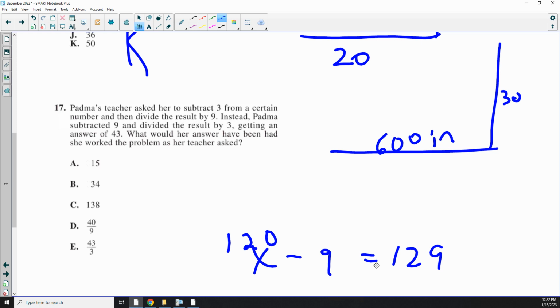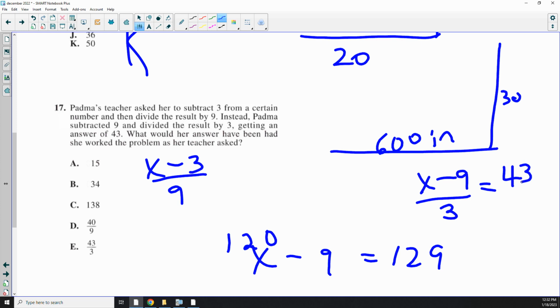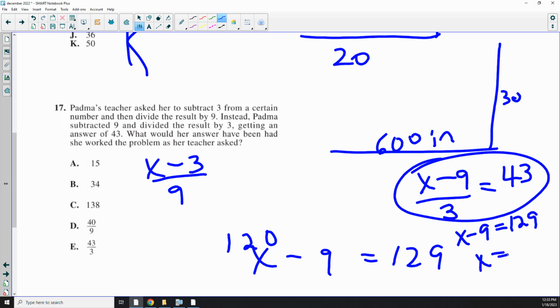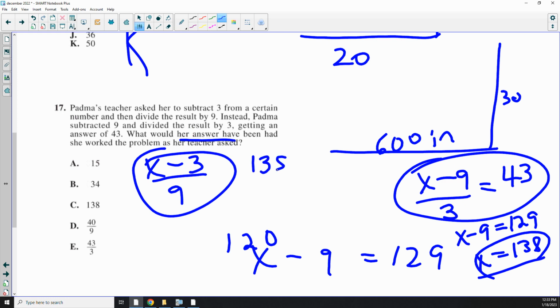This one confused me. The teacher asked me to subtract 3 from a number and then divide by 9. Instead, she did it backwards. She subtracted 9 and divided by 3 to get 43. So the answer should have been, solve this, 3 times 43 is 129, add 9 and it's 138. Be careful, I almost checked the 138. It says not what the number is, it says what the answer should have been. So you put 138 into that, and you get 135 over 9, which is 15.